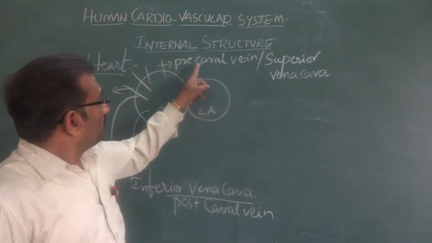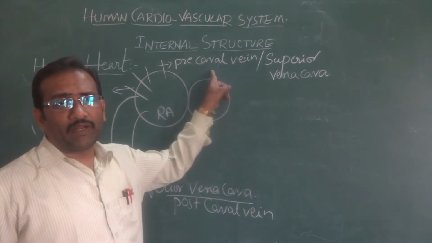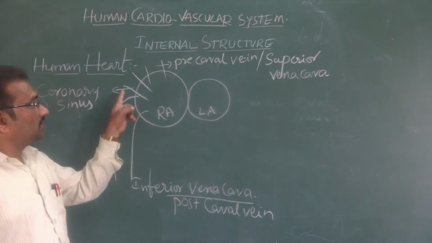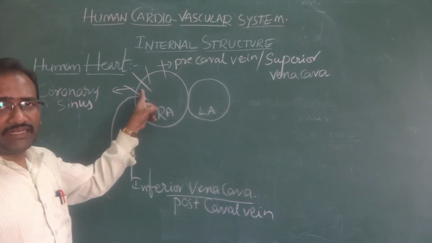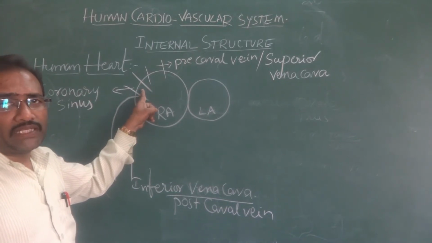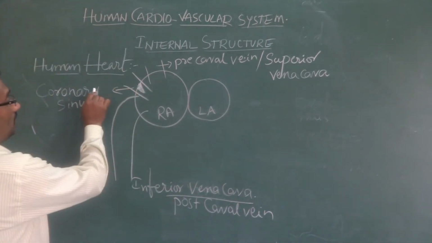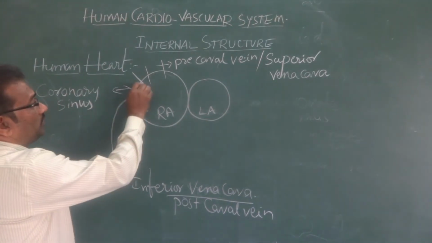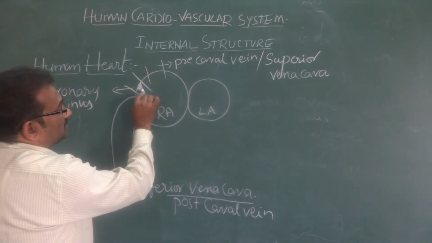The superior vena cava, also called the precaval vein, brings blood from the upper body parts. The postcaval vein brings blood from the lower body parts, and from the heart, the coronary sinus also supplies the impure blood to the right atrium. The coronary sinus is guarded by a valve. This valve is known as the valve of Thebesius.